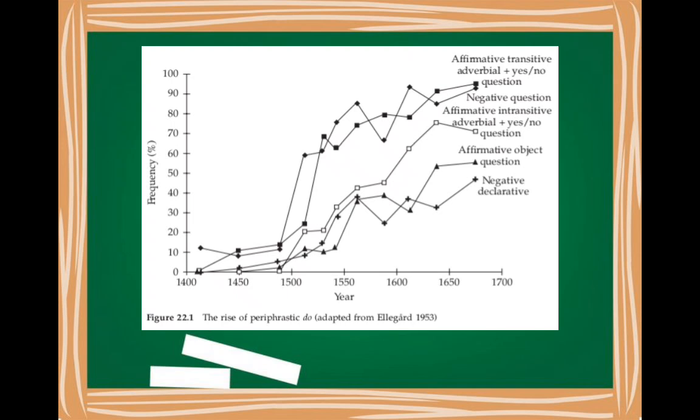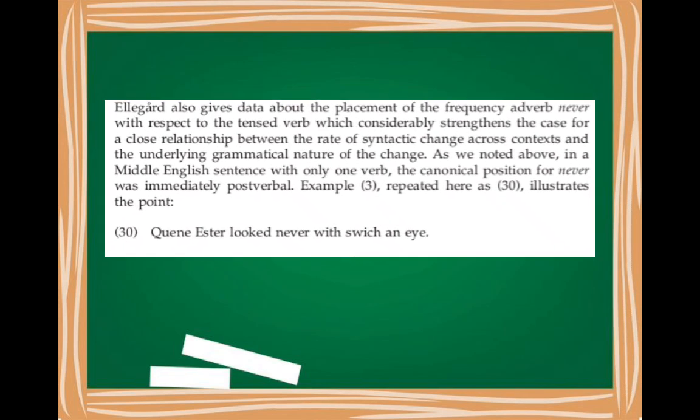The gradualness of change, therefore, fell outside the domain of interest in early generative discussion. More recently, however, it has been recognized that gradualness poses something of a challenge to a theory of grammar because it characterizes not only shifts in stylistic preference but also the diffusion of changes in syntactic parameter settings. Ellegard also gives data about the placement of the frequency adverb never with respect to the tense verb, which considerably strengthens the case for a close relationship between the rate of syntactic change across contexts and the underlying grammatical nature of the change.